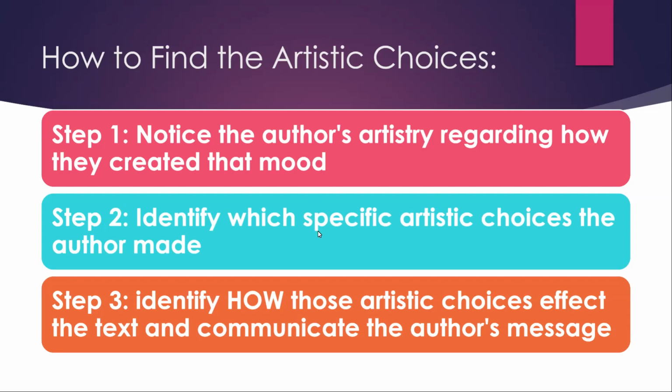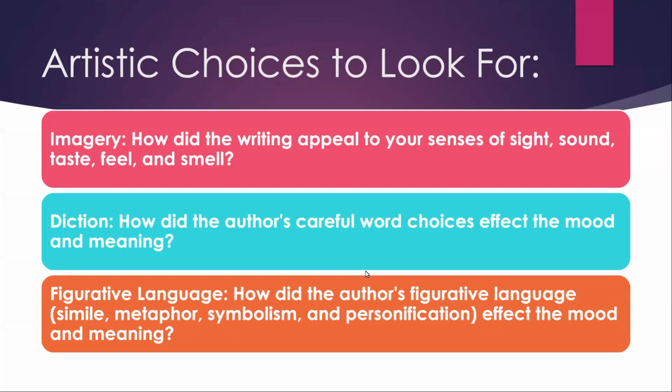So identify the specific choices that the author made. Is it a simile? Is it a metaphor? Is it a symbol? Is it personification? Is it imagery, right? And then tell me how, and this is the important thing, that how is where that analysis is. How do these artistic choices affect the meaning of the text? How do those artistic choices affect your mood as the reader? That's where the analysis is. The how do these choices create an artistic effect, right?